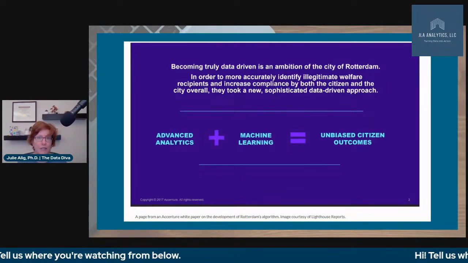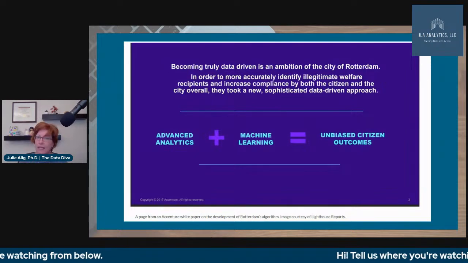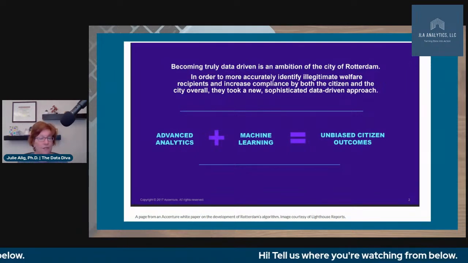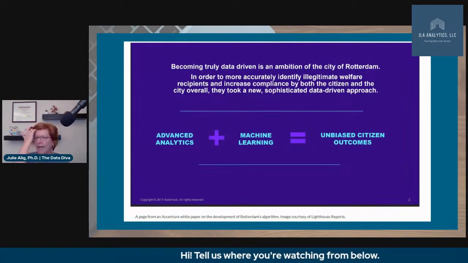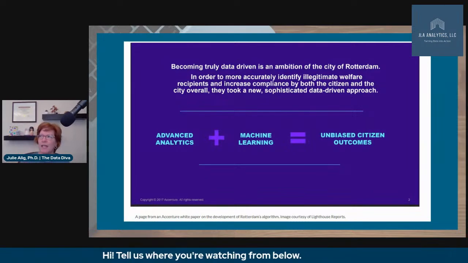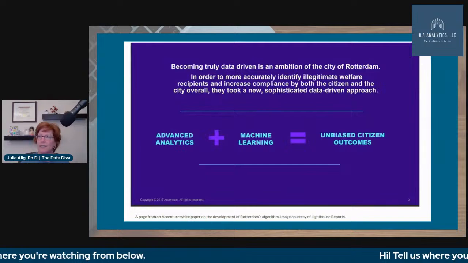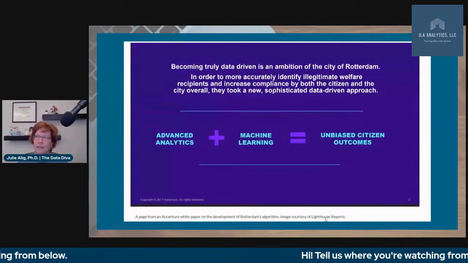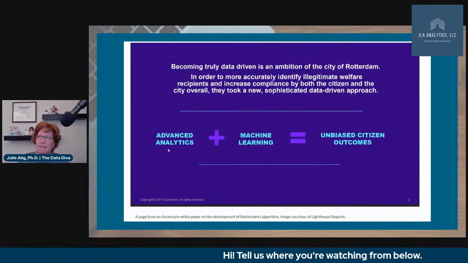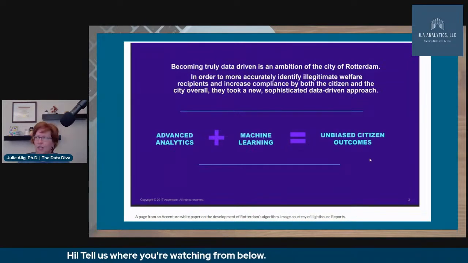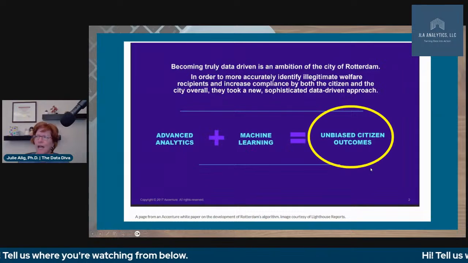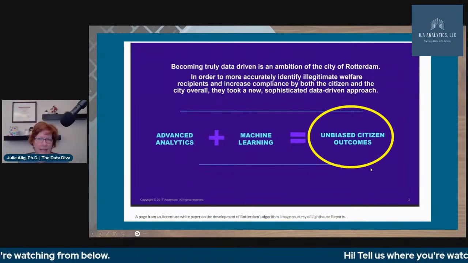So Accenture did that. That was their remit. That was what their client asked them for. And you see here on this slide that Accenture said basically what they were going to be doing was taking advanced analytics, adding machine learning to it, and coming up with unbiased citizen outcomes.